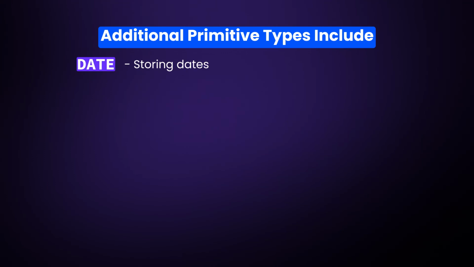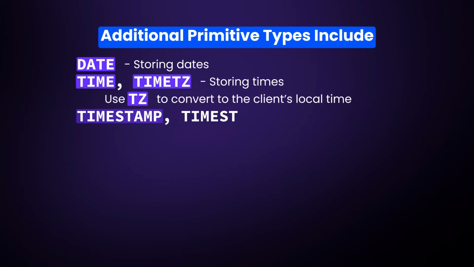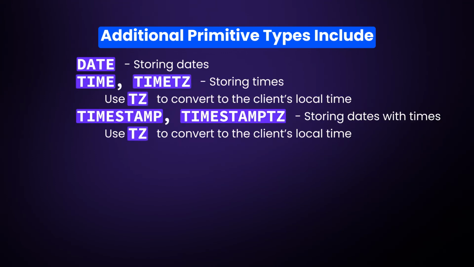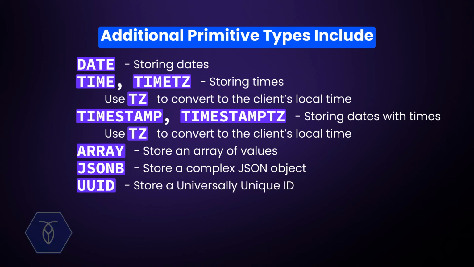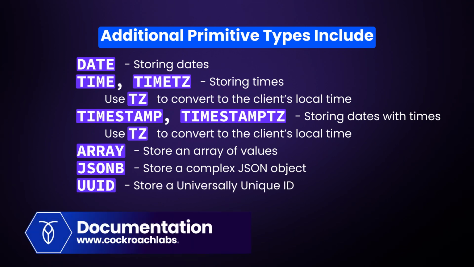SQL also includes specific data types for recording time. These include date, time, and timestamp. Time and timestamp also have time zone specific implementations designated with the TZ suffix. Other data types of interest include array, JSONB, and UUID. You can find a complete list of supported types in the CockroachDB documentation.